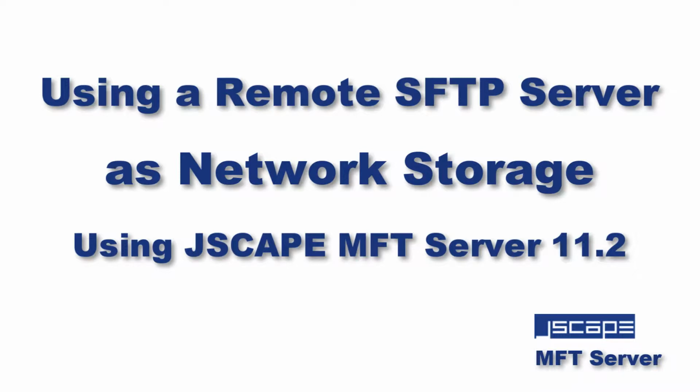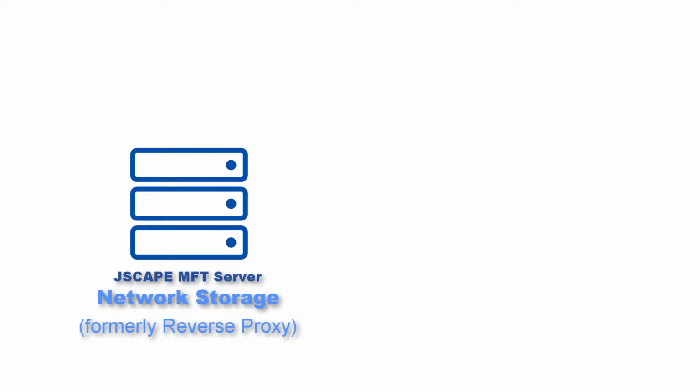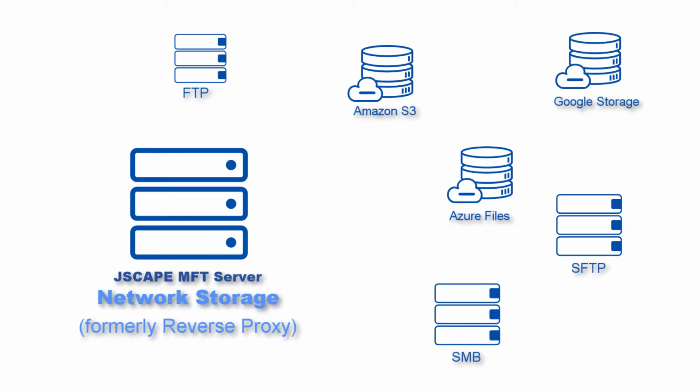In today's video, I'm going to show you how to use a remote SFTP service as a network storage for your MFT server. JSCAPE MFT Server's network storage module, which was formerly known as Reverse Proxy, allows you to utilize various remote services and storage solutions as additional storage for your managed file transfer server. This can come in handy when your MFT server machine has limited storage capacity, or if you simply want to store certain user files elsewhere.